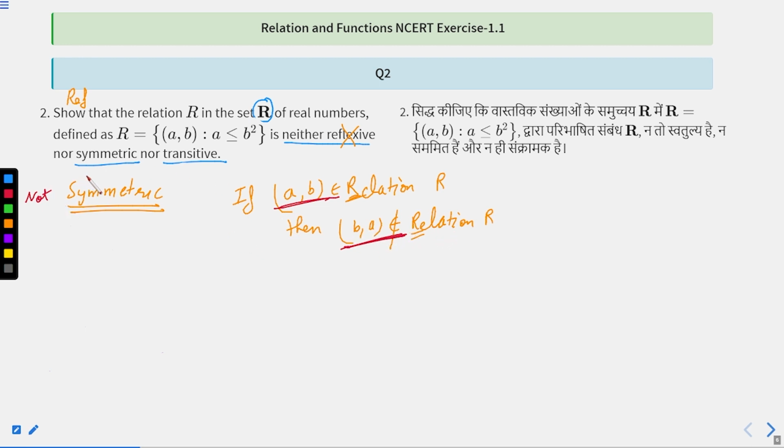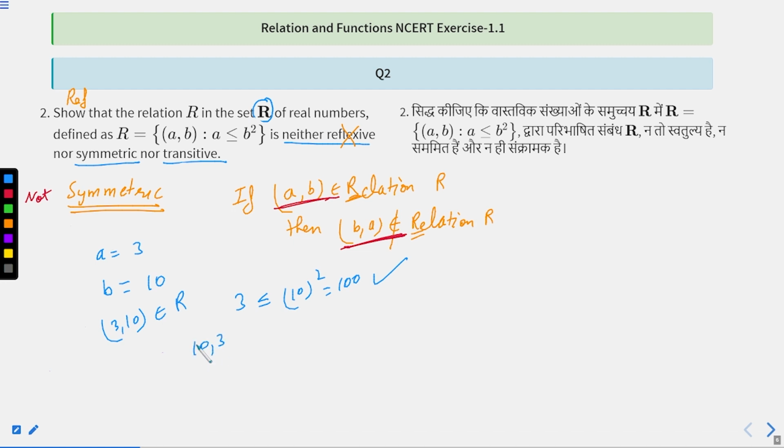Let's see, can we find one? Yes, we can quite easily. If you take A to be, say, 3, and let's take B as 10. Now, is A less than or equal to B square? That means 3 comma 10. We know 3 is less than 10 square, which is 100. Is it true? Yes. This means 3 comma 10 belongs to R.